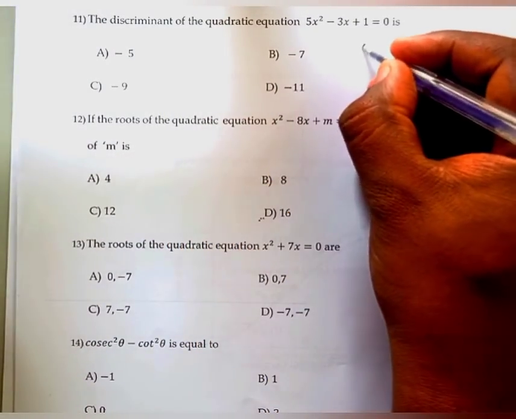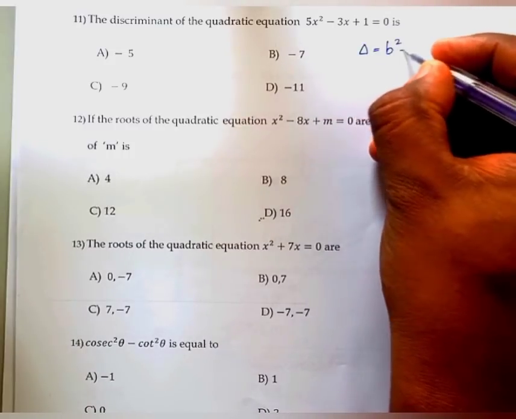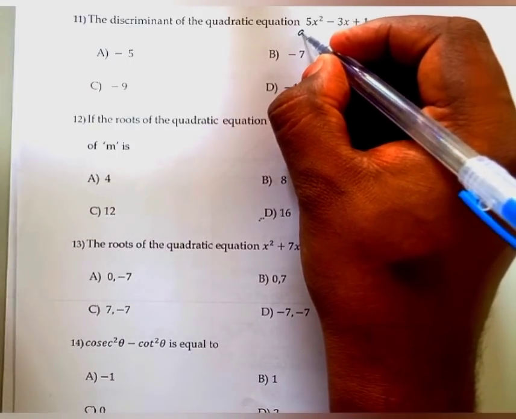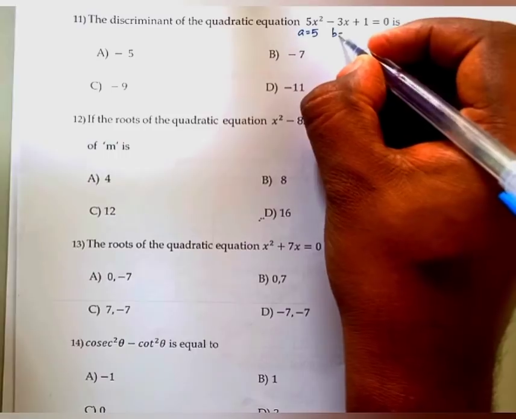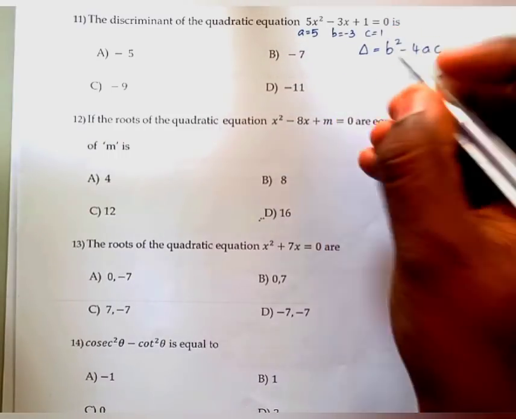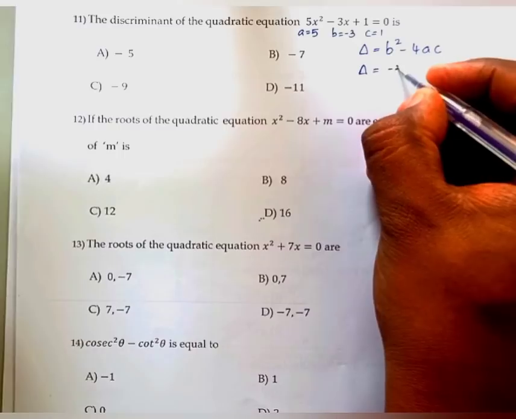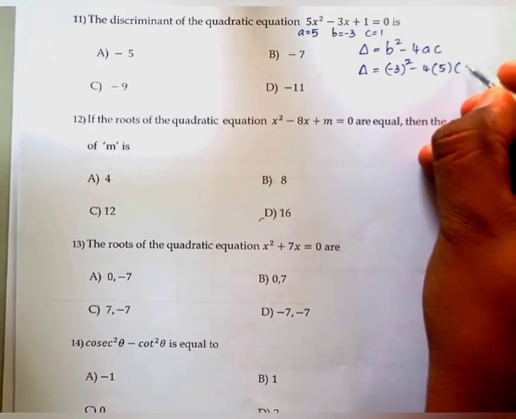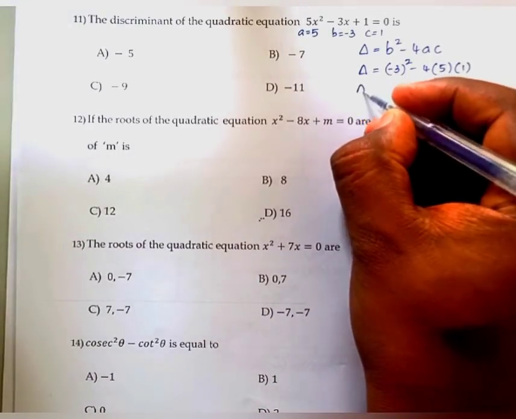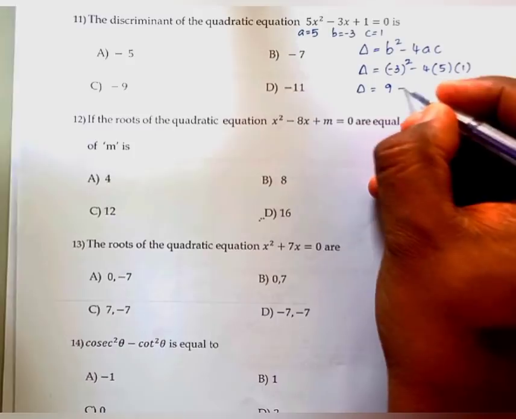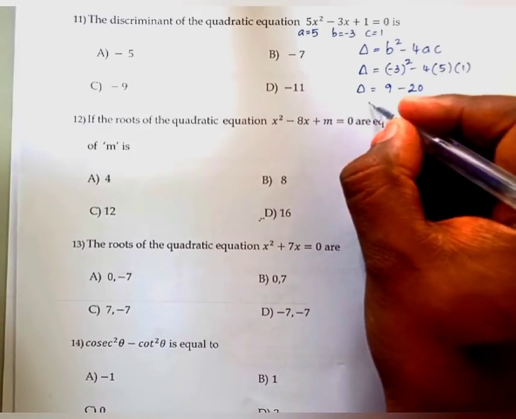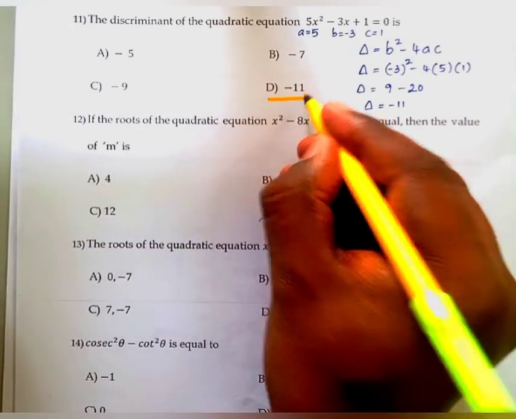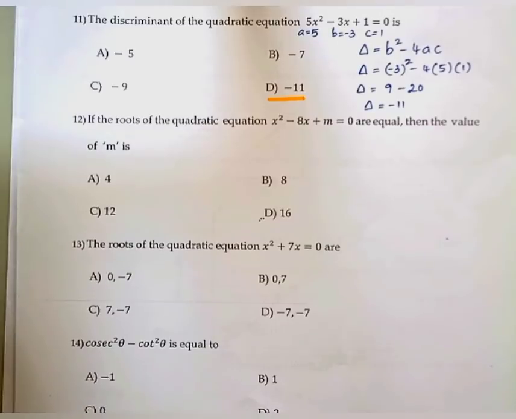Question number 11. We need to find the discriminant, which is equal to b square minus 4ac. What is a? a equals 5, b equals minus 3 and c equals 1. Now delta equals (minus 3) whole square minus 4 times 5 times 1. Delta equals minus 3 square is 9 minus 4 times 5 is 20. Therefore, delta equals 9 minus 20, which is minus 11. Therefore, the discriminant is minus 11.